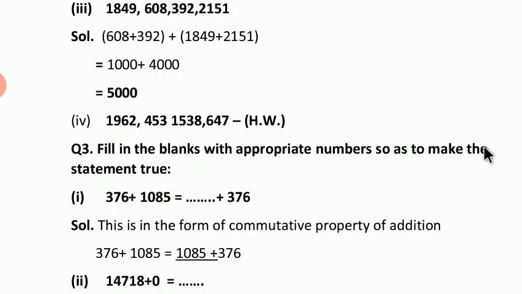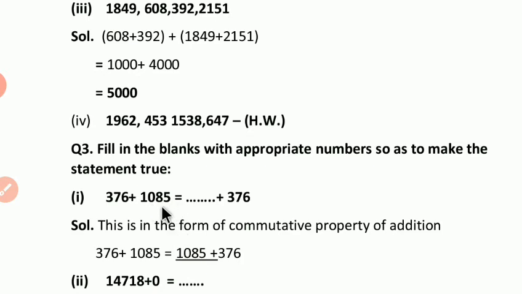Fill in the blanks with appropriate number so as to make the statement true. We have to fill in the blank. Here you can see that 376 plus 1085 is equal to blank plus 376. Here you can see that this is in the form of commutative property of addition, which is a plus b is equal to b plus a. Or you can see that 376 is given on the left hand side and it is also given on the right hand side. So which number is missing here? 1085. So in place of blank, it will come as 1085.